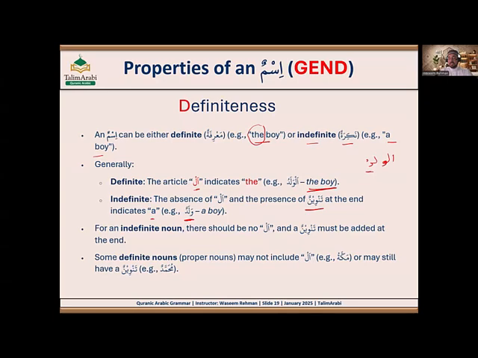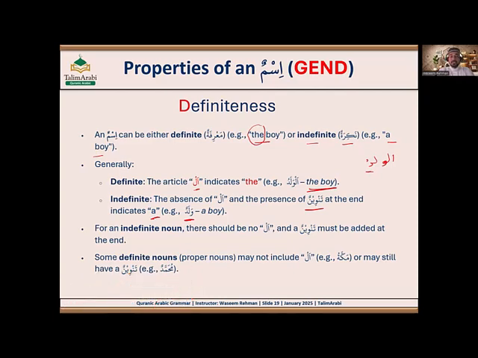It can have fatha, dhamma, kasra, but not tanween with al. And if there is no al, then the last letter must have a tanween on it. So either it would be waladun, a boy, waladan, a boy, waladin, a boy. All three are "a boy," but you have to put tanween on it to translate "a," because there is no al at the beginning of the word.